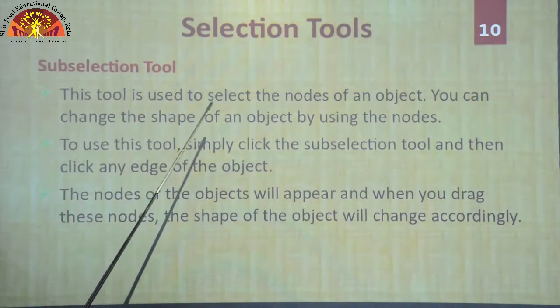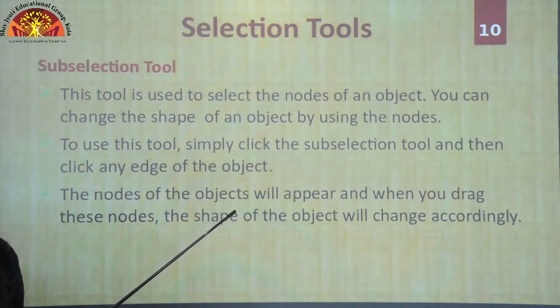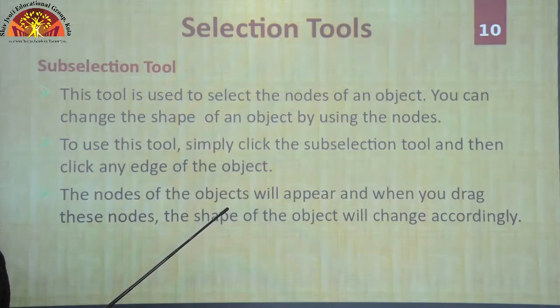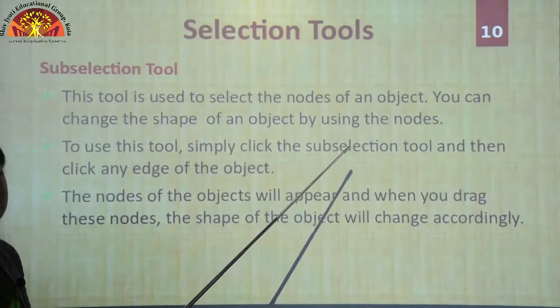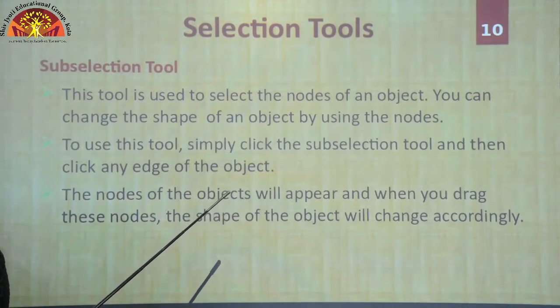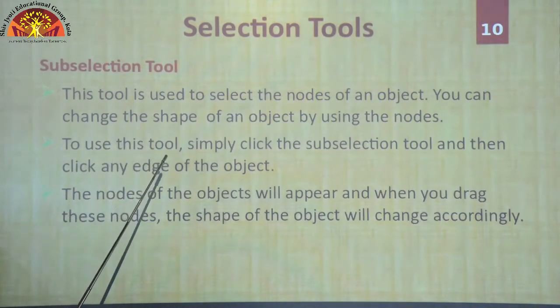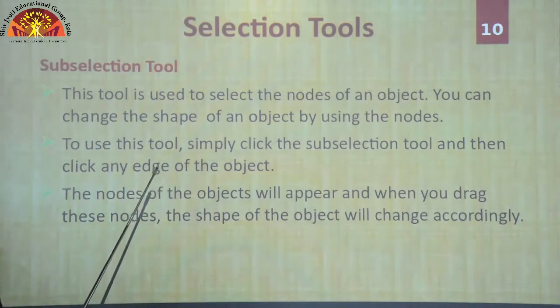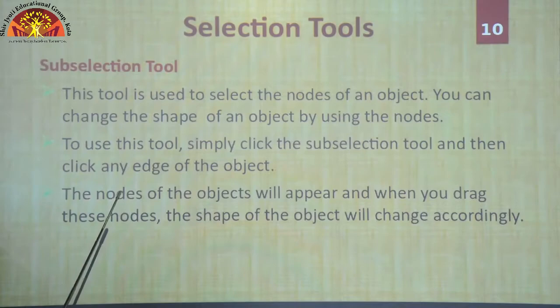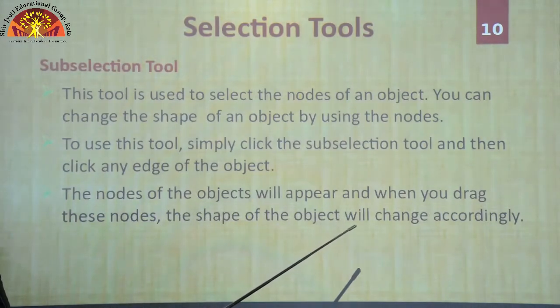This tool is used to select the nodes of an object. Students, if you want to select the nodes of an already defined object, then we have to use the sub selection tool. You can change the shape of an object by using the nodes. So we use the sub selection tool to change the shape of the predefined object. Next, to use this tool, simply click the sub selection tool from the tools panel and then click any edge of the object. Next, the nodes of the object will appear, and when you drag these nodes, the shape of the object will change accordingly.